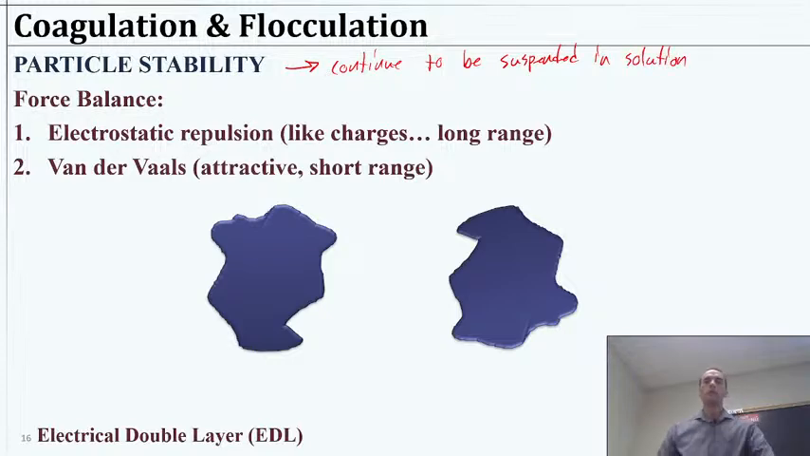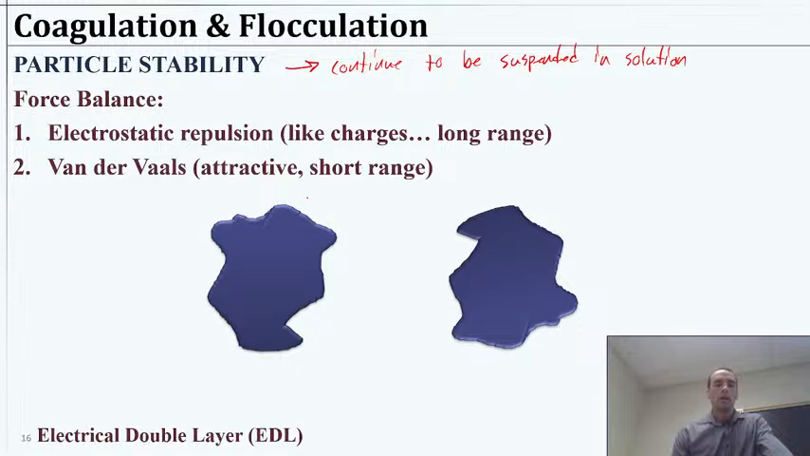So for the sake of easier sedimentation, we want to destabilize them. There are two primary forces that we consider that could cause them to be stable or unstable in solution. First would be electrostatic repulsion. So this would be any particle with some sort of a charge. If they have like charges, then those charges will repel each other.